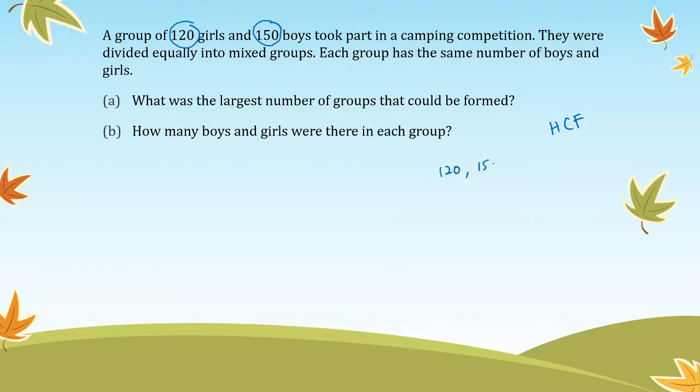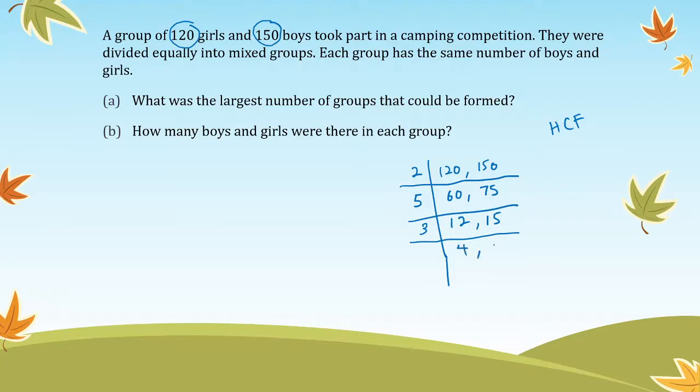120, 150, one line down, one line across. The first one we can divide by 2, which will give us 60 and 75. Now 60 and 75 we can divide by 5, which will give us 12 and 15. Then we can also divide this by 3, which gives 4 and 5. After this, we cannot divide anymore because they don't have any common factors to divide.